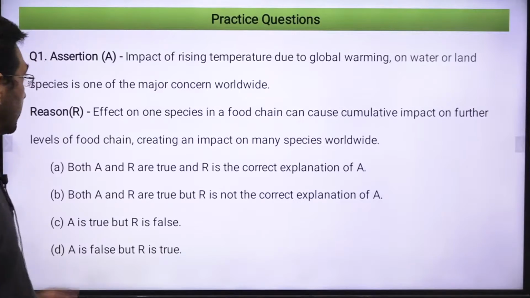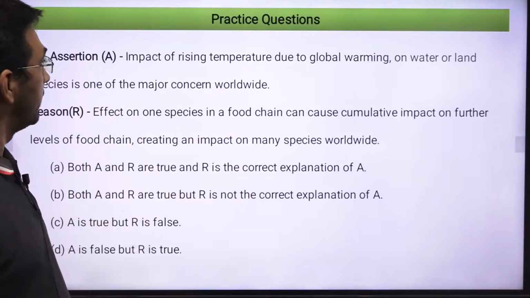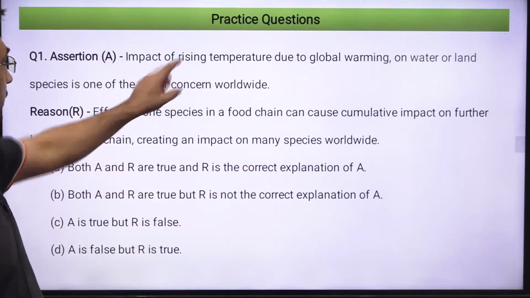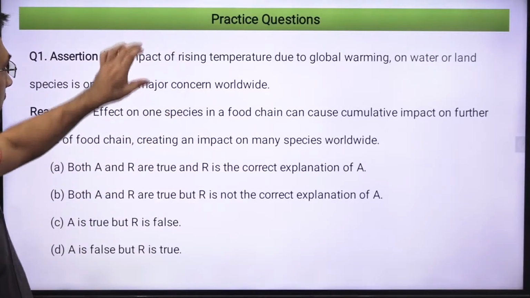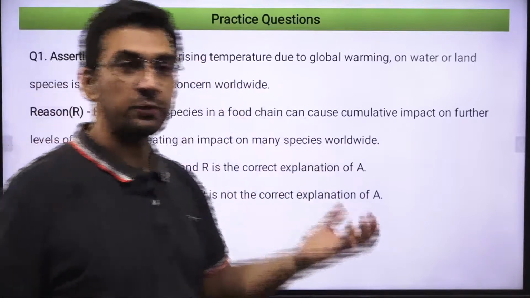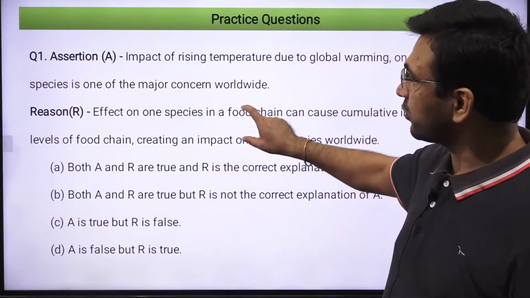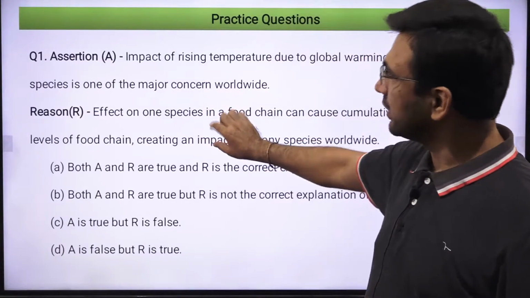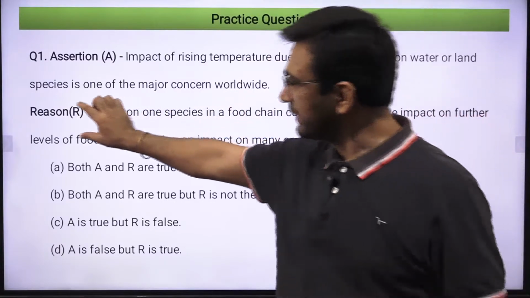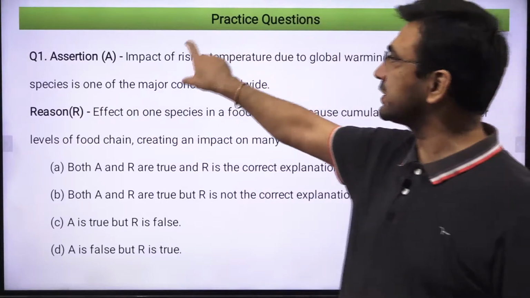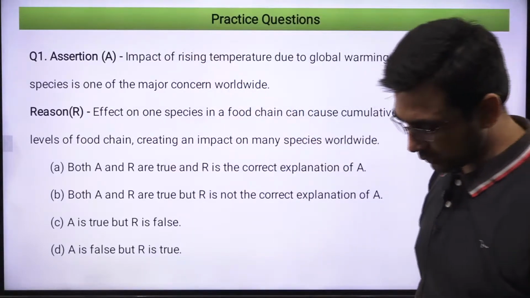Here you have been given the assertion and reasoning. First of all, you have to find out whether both statements are correct or not, right? Then, if both the statements are correct, you have to find whether this is the correct reason, that is, whether the second statement correctly explains the first one. That is what you are supposed to tell.